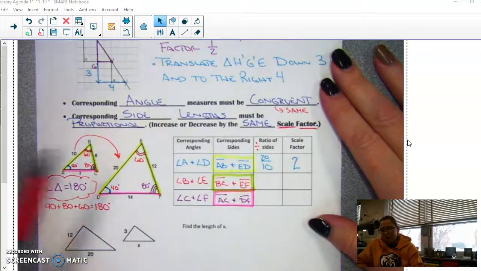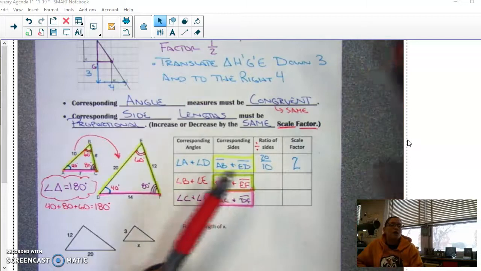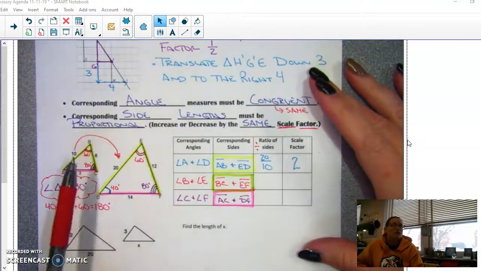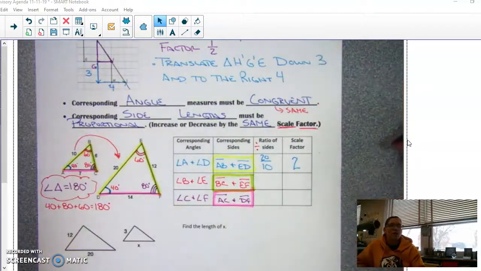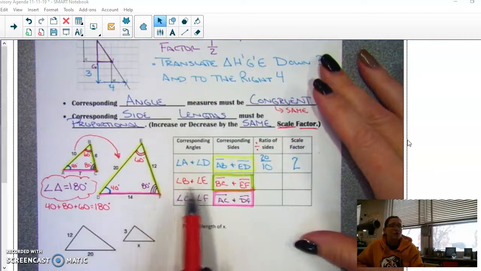Now, if we were going the other way, we would put the 10 on top and the 20 on the bottom. And if you did the dividing, you would get 0.5 or 1/2. And that would show you that it's getting smaller by 1/2. So you actually technically could go both directions depending on what they're asking you to do. Okay, so let's finish up the next one.